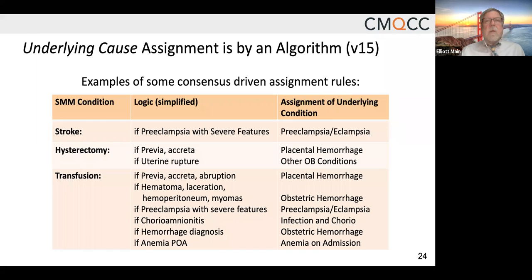Likewise, if it's transfusion, we have an algorithm that walks you through how it's ending up in placental hemorrhage, obstetric hemorrhage, preeclampsia, but some in infection and some again in obstetric hemorrhage further down, or anemia on admission. Simplified. Next slide.